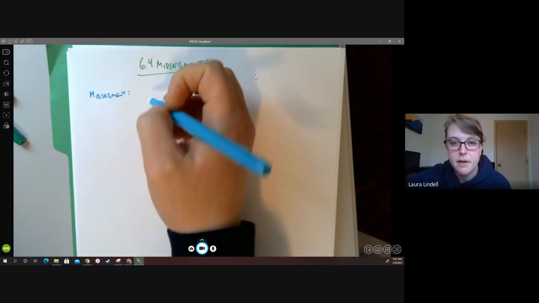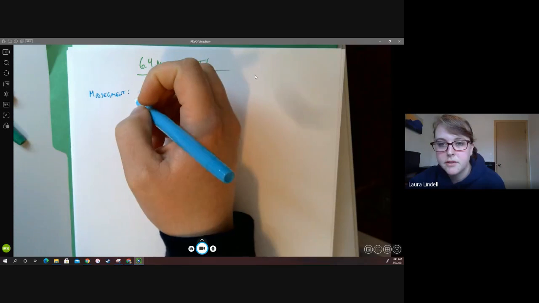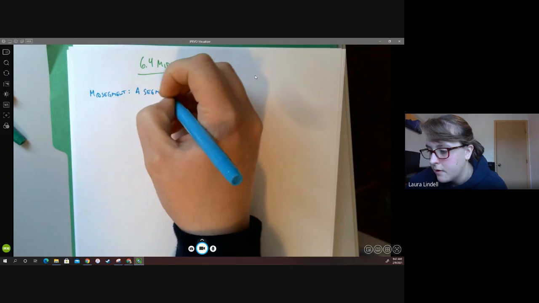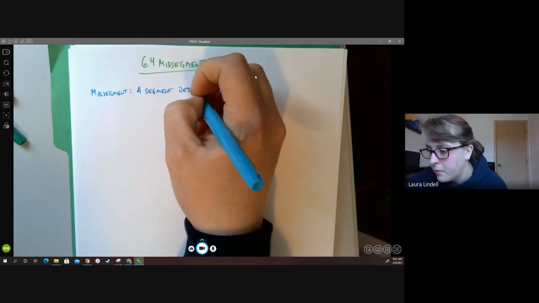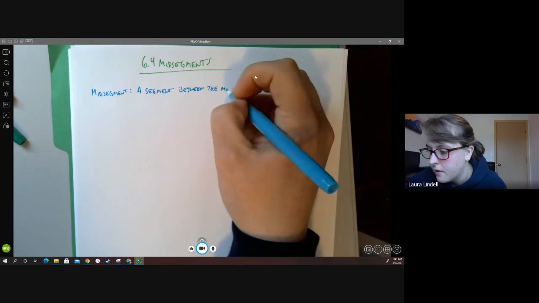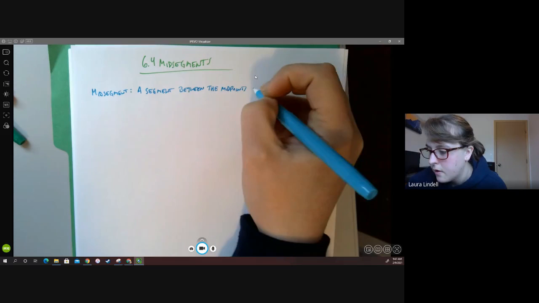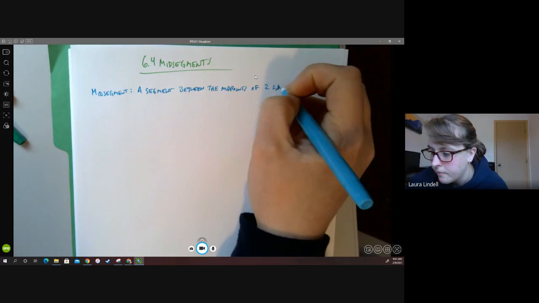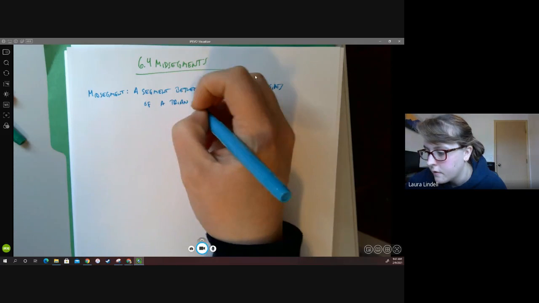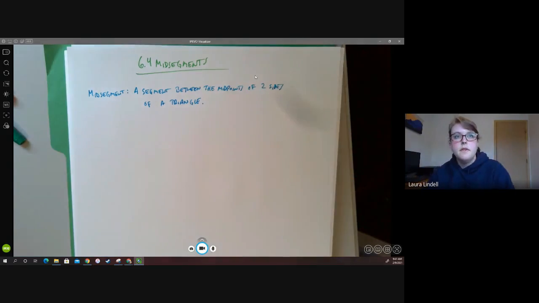Here we go. A mid-segment of a triangle joins the midpoints of two of its sides. So it's a segment between the midpoints of two sides of a triangle. All right. A segment between the midpoints of two sides of a triangle.